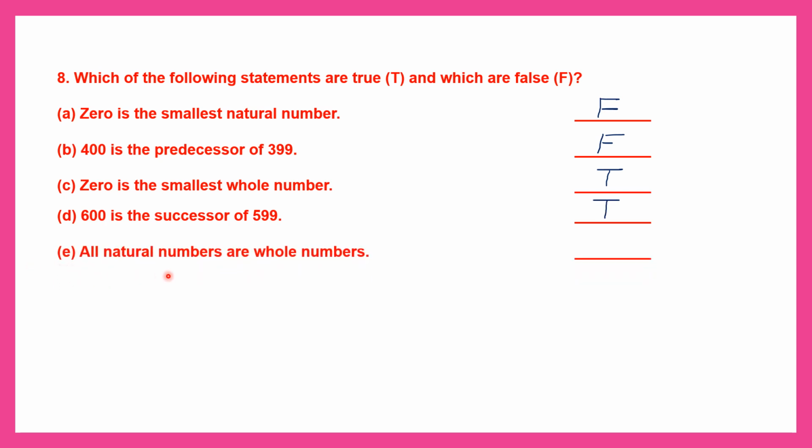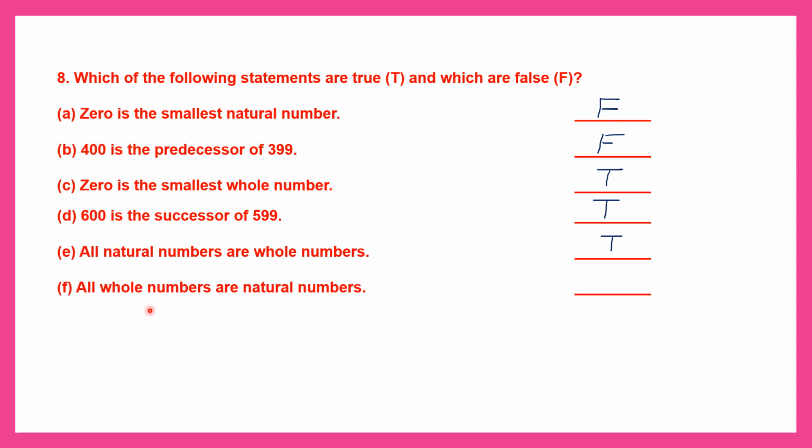Question E. All natural numbers are whole numbers. Now, is this true or false? Let's write it down. Natural numbers start from 1, 2, 3, 4, and so on. This goes on. And whole numbers start from 0, 1, 2, 3. It starts from 0 and goes on and on. So the question here is all natural numbers are whole numbers. See, these are all natural numbers. They are whole numbers also, isn't it? They are whole numbers. So this statement is true.